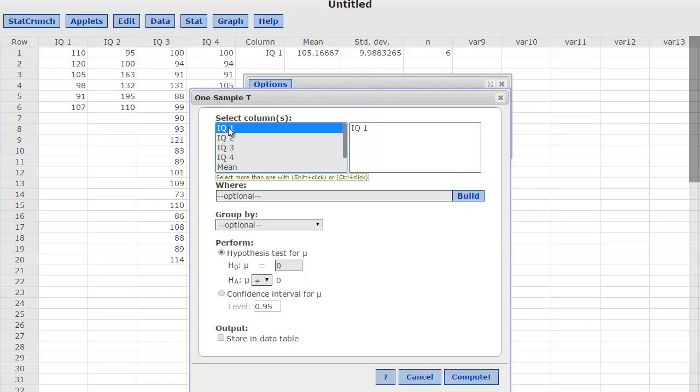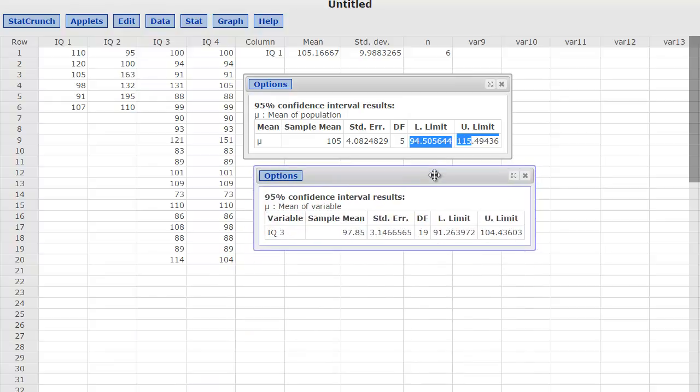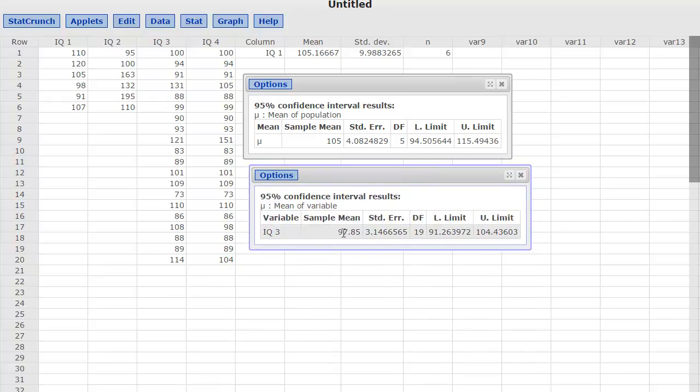Now I could have done this for IQ1 because the data is there, but I'm doing it for IQ3. So this is my larger sample size of 20. And again, I don't want a hypothesis test, I want a confidence interval, and let's go ahead and keep it as 95. And again, I don't actually like storing the data in the table, so I'm just going to click compute. If I do that, you'll see that my mean is about 97.